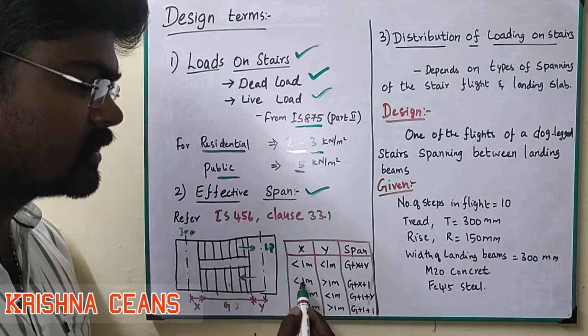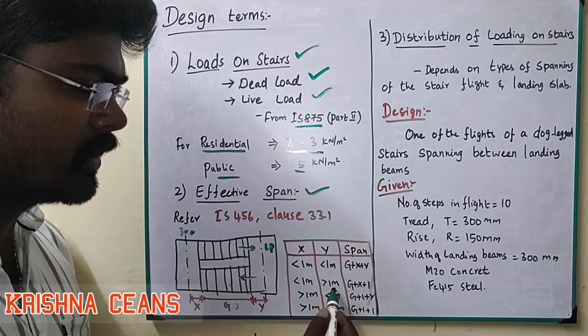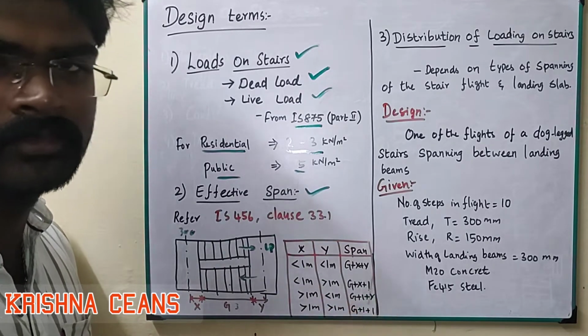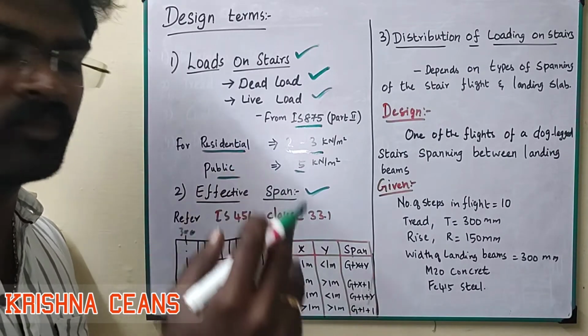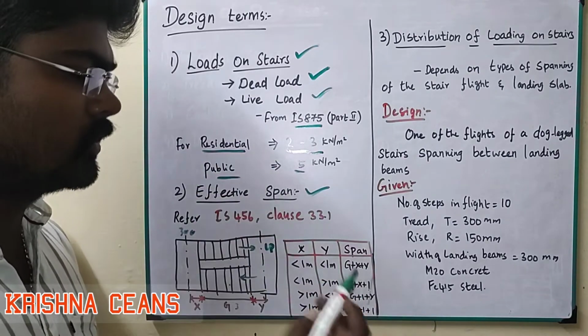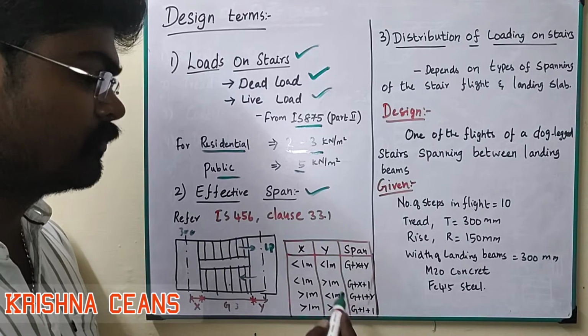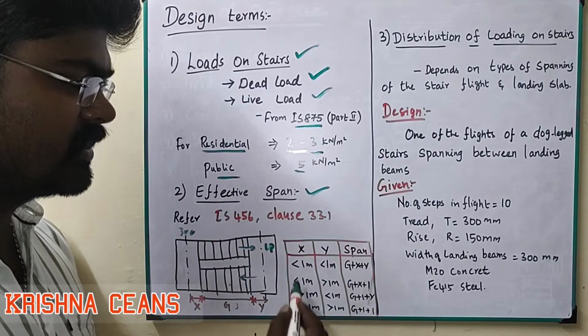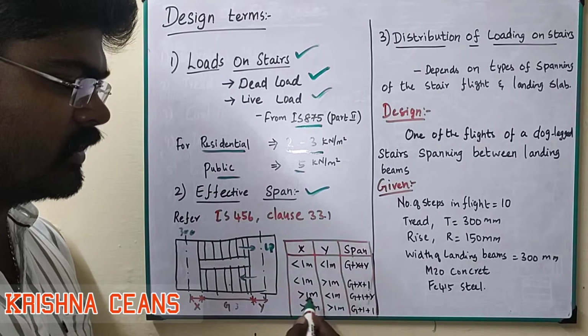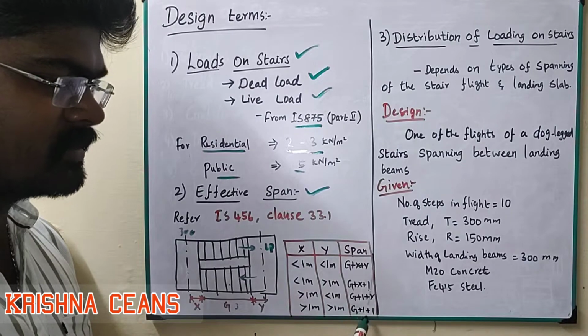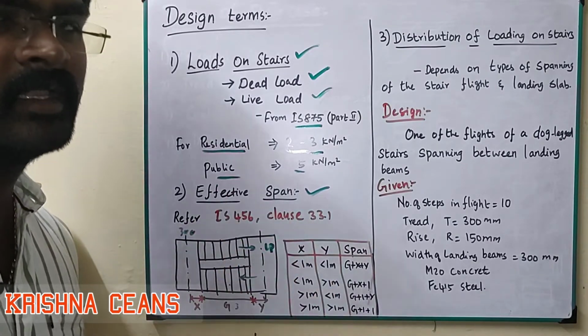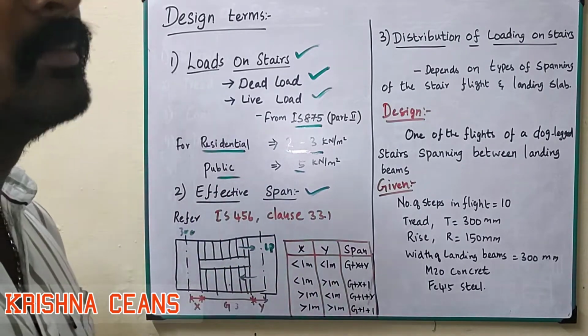Similarly, x less than 1 meter, but if it is greater than 1 meter we have to consider 1 meter. Where it comes as greater than 1 meter, we have to take it as 1. So that is g plus x plus y with y as 1. Whereas if both x and y are greater than 1 meter, it is g plus 1 plus 1. That is the condition we have to remember.